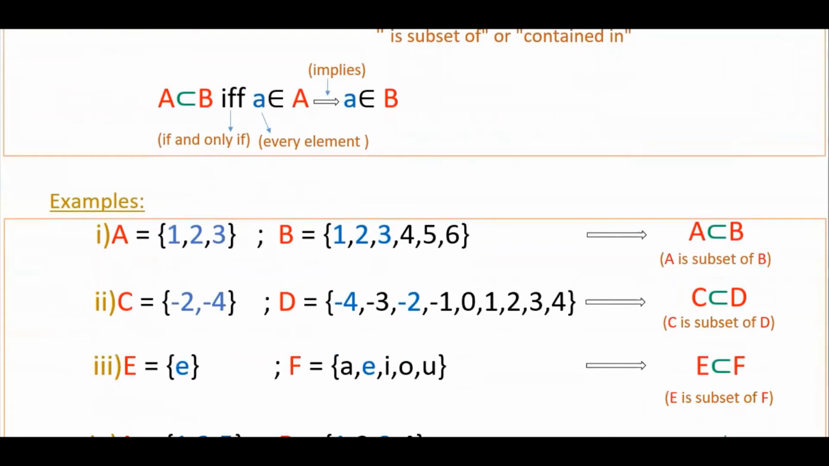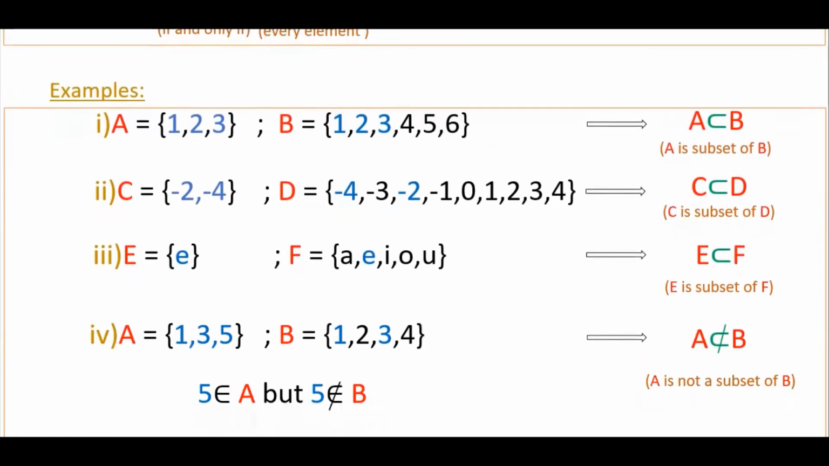And for the other examples, you can see here C is equal to {-2, -4}. These are integers. Then D is equal to {-4, -3, -2}. Then you can check that the elements of C are also elements of D. Here -2 and -4 are also there. So we can say that C is a subset of D. And in the next example, E has only one element, that is e. You can see that element e in set F also. So we can write E is a subset of F.